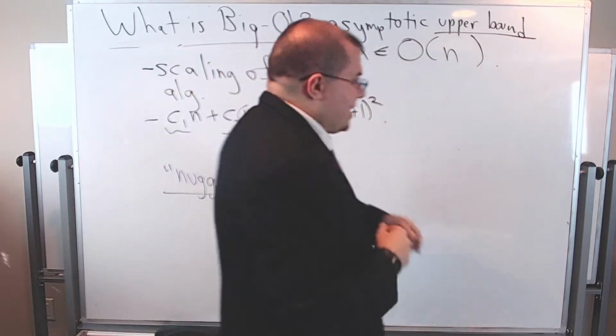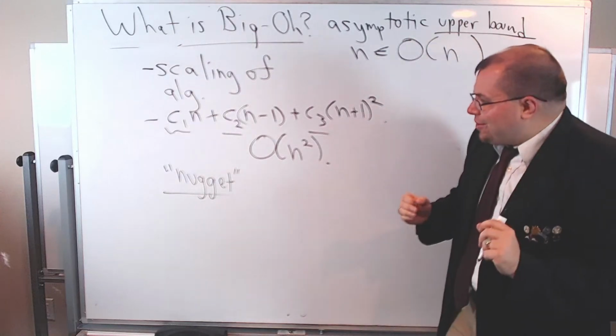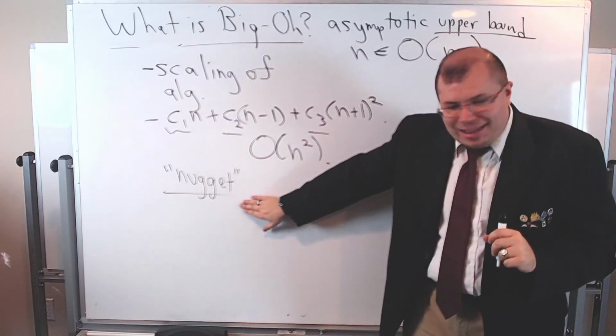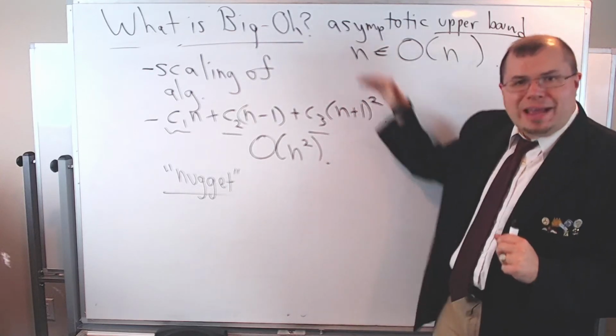You get a special nugget that you can use now to describe the algorithm's behavior. Okay? So that's really what I like to think about when I think about Big O. So there's kind of two ways you can look at it, two ways you can think about it.